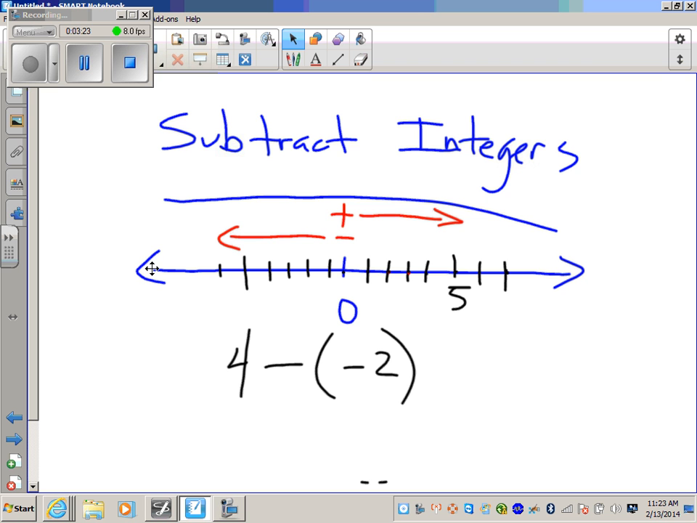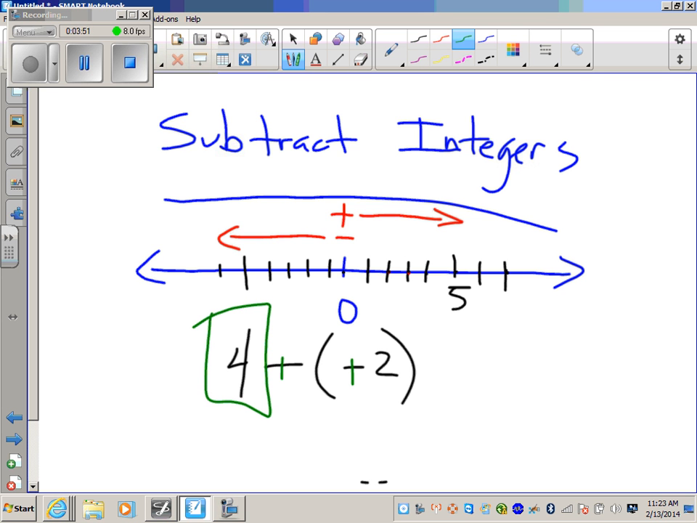4 minus a negative 2. So if you think about it, in the last two examples, we were taking away a positive. Now we're going to take away a negative. We took away a positive, we went to the left. If we take away a negative, we're going to go to the right. Essentially, what this means is this thing just turns into an addition problem. From your starting point, your 4, 4 plus 2, 6.